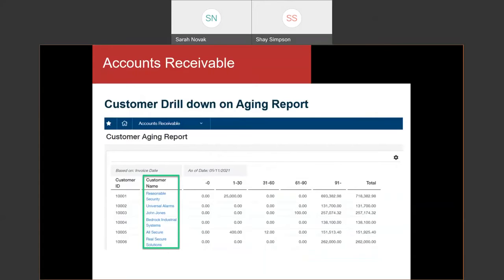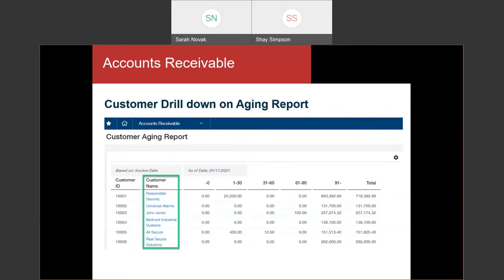All right, we also have functionality for the customer drill down within the aging report. Now, obviously, this is not super, super useful because most of the time in an aging report, what are we drilling down to? We're drilling down to our actual transactions because that's what we're wanting to see.